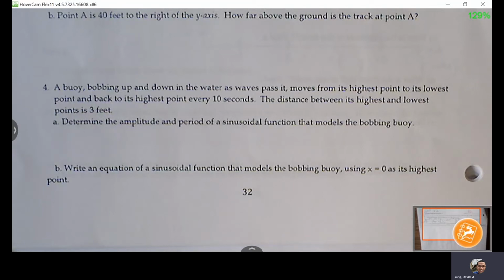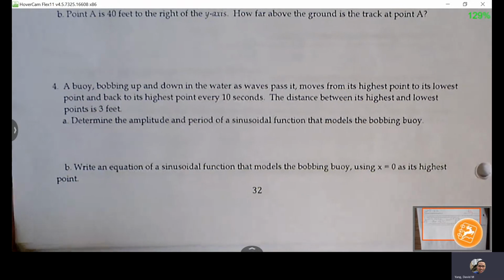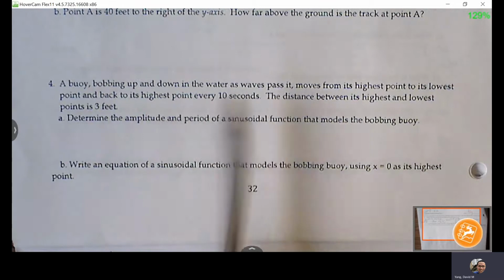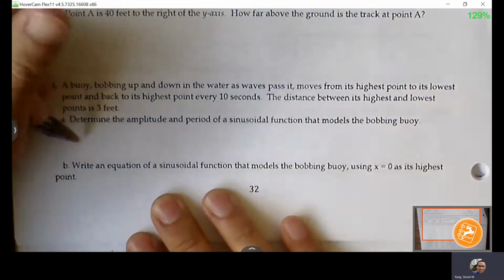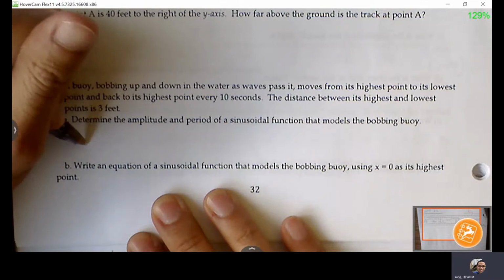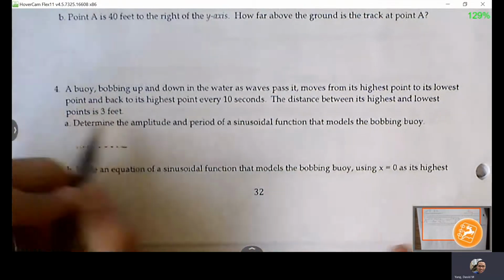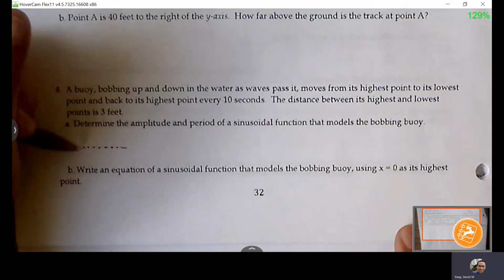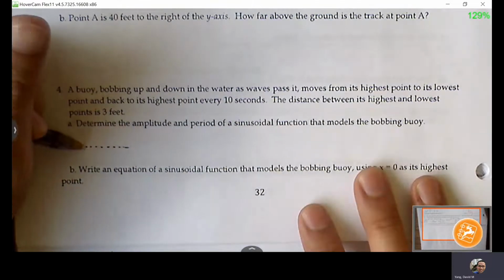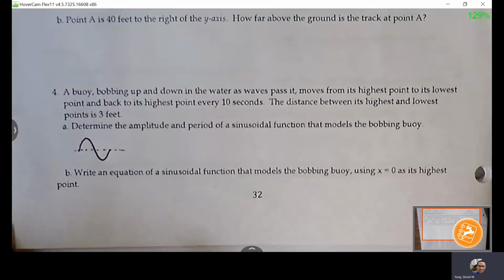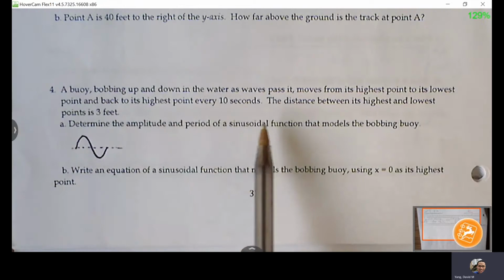Okay, guys, let me get your attention, please. Okay, let me go over number 4 here. So we have a buoy that is bobbing up and down in the water as waves pass it. Imagine if the water was not moving, it would just be at sea level. But then as the wave passes it, we expect the water level to rise and fall, either above or below that sea level.